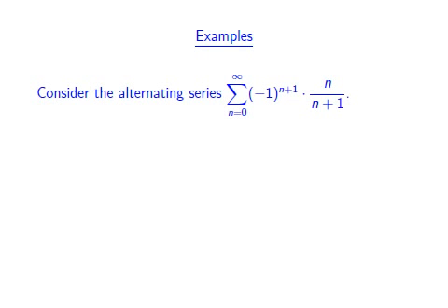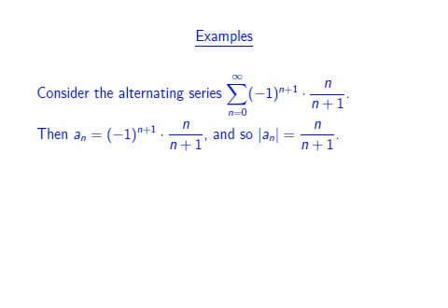However, the alternating series test does not always work. For example, consider the following alternating series. Here the underlying sequence is a_n equal to (-1)^{n+1} times n over n plus 1, and so the absolute value of a_n equals n over n plus 1.